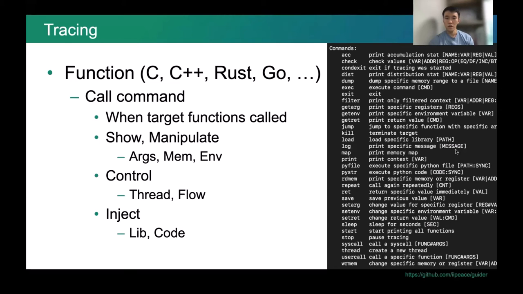Getret: print return value and elapsed time when function returned. Pyfile: execute specific Python script remotely. Readmem: print specific memory value. Writemem: manipulate system memory value. Sleep: wait for specific seconds. Syscall: call specific syscall remotely. Usercall: call specific user level call remotely. These kinds of call commands are very useful when analyzing more deeply.